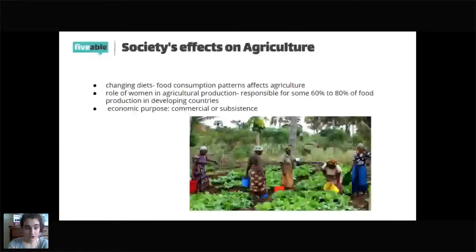Changing diet. Depending on the diet of the culture of the people, the type of crops that will be requested or consumed will be different. For example, last stream, I think we were talking about the Middle East and how eating pork is taboo for them. Most likely you're not going to rear pigs for the purpose of consumption, because they don't really consume that.